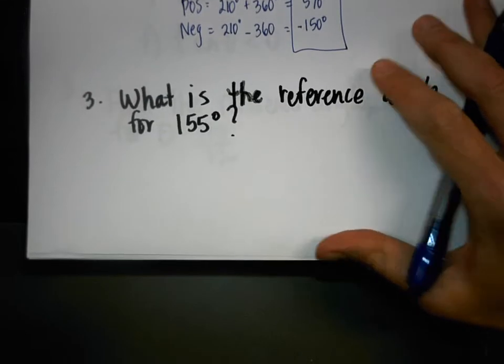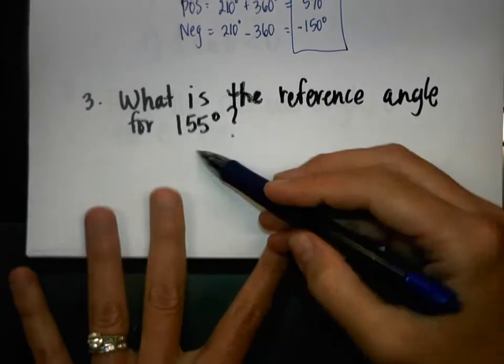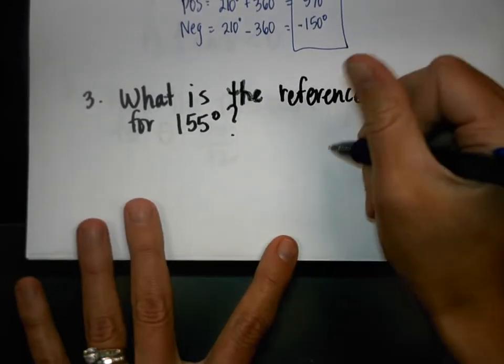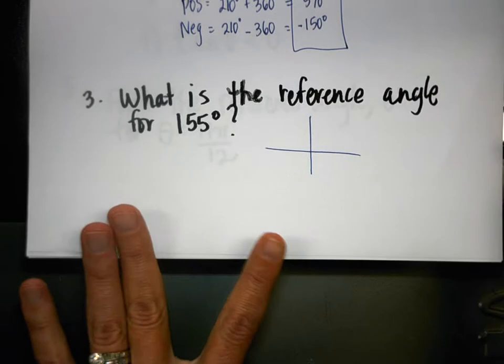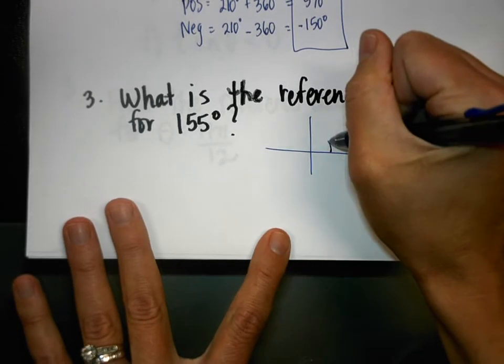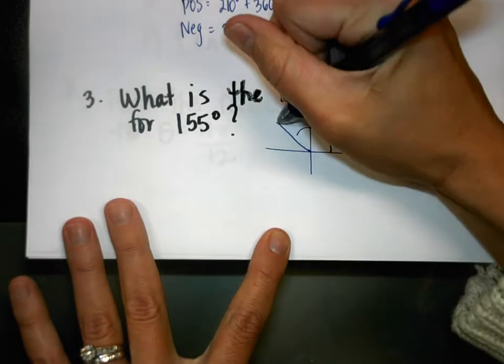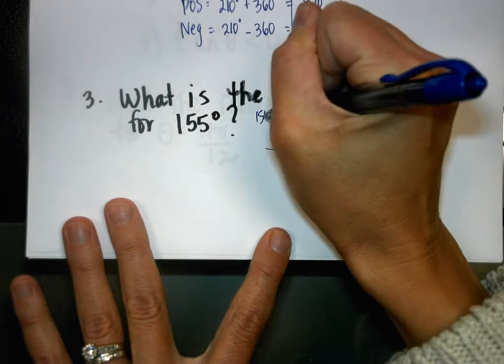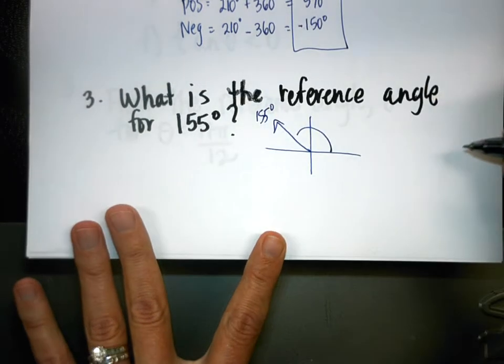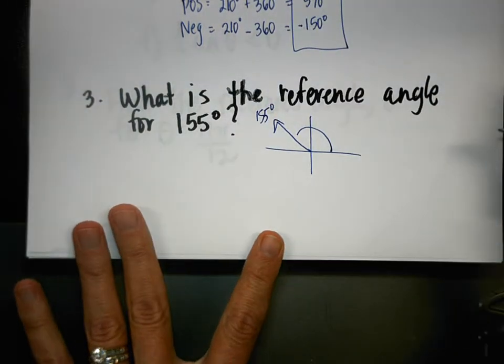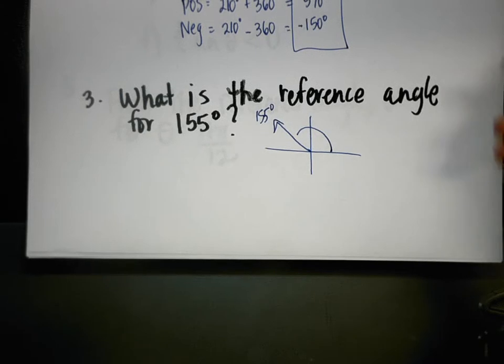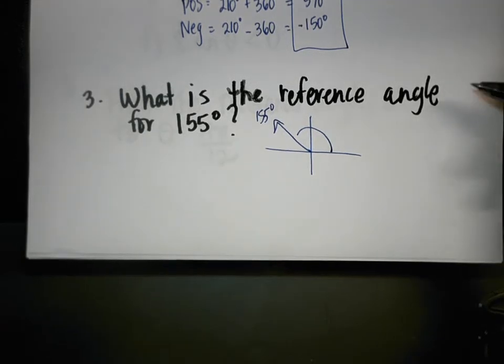Number 3 asks for the reference angle of 155 degrees. If I were to graph this, 155 degrees would be in quadrant 2. That is 155 degrees. When you're finding the reference angle, we know 3 things about reference angles. Number 1, they're always positive. Number 2, they always go to the x-axis. And number 3 is that they are always less than 90 degrees.